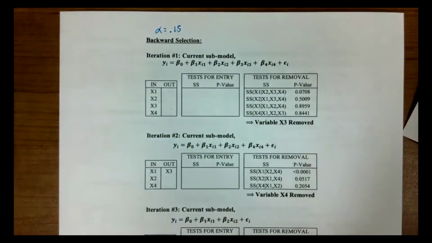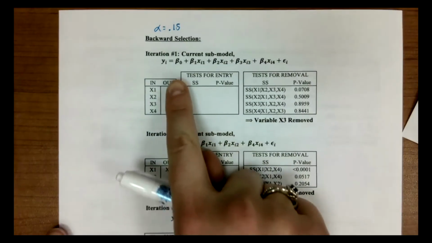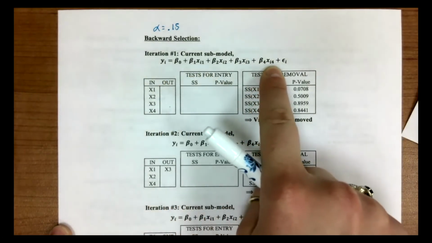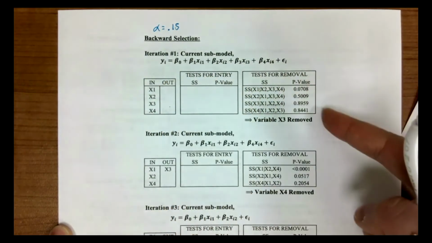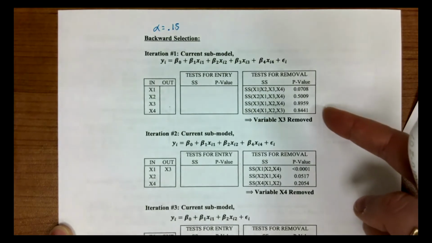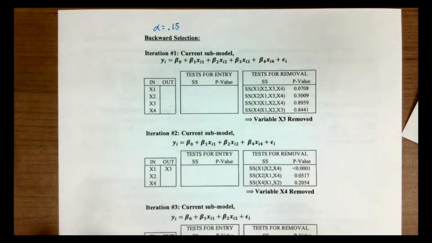So the whole idea here is that we're going to start off with the entire full model, and we're going to calculate these p-values. These p-values should look very familiar, and these are also known as our partial tests that we talked about last time. So let me go over to JMP real quick and show you how I got just those values.